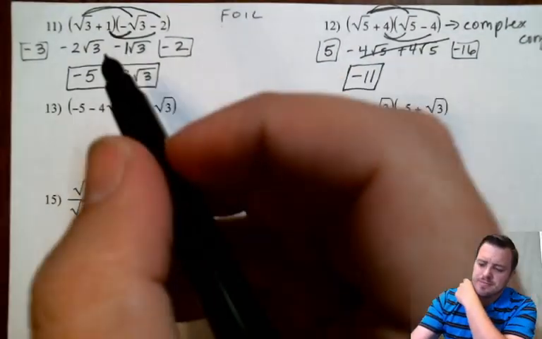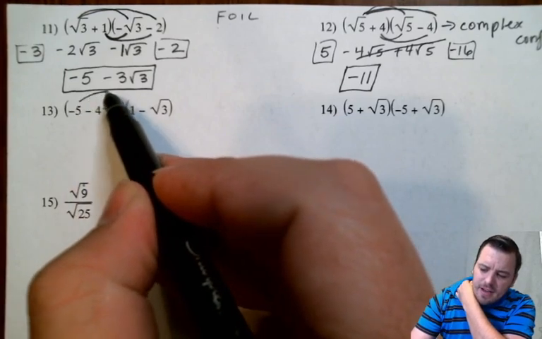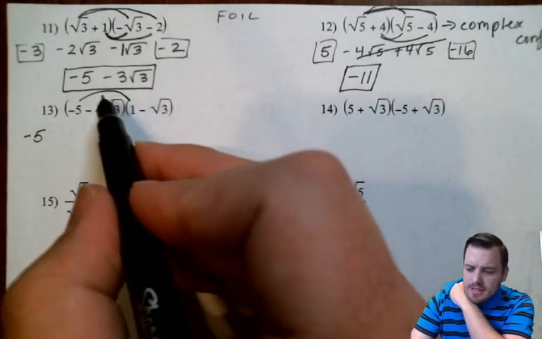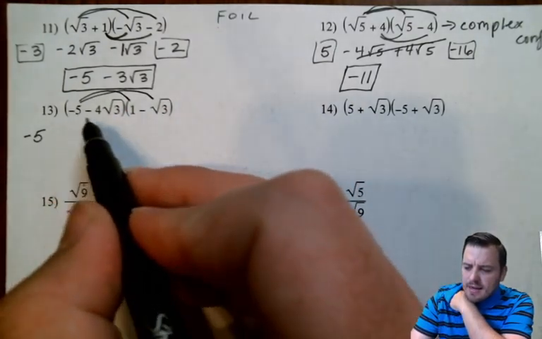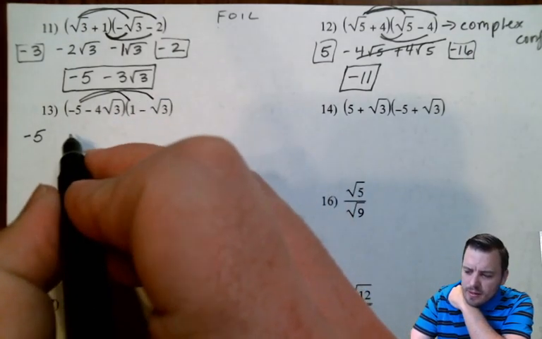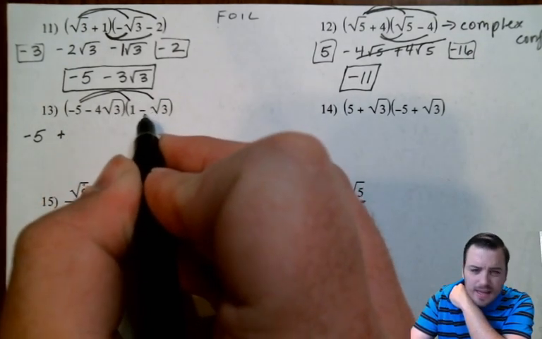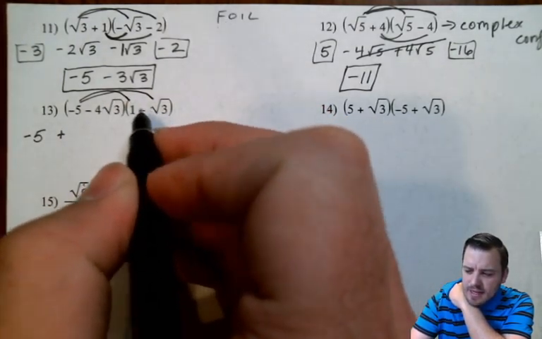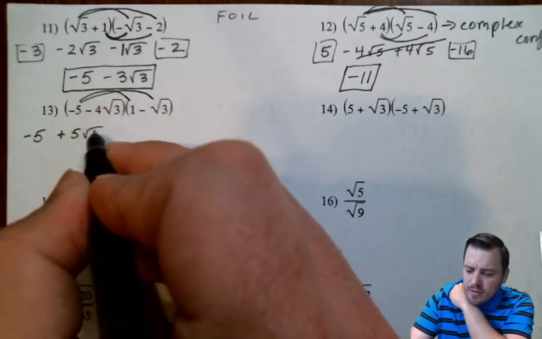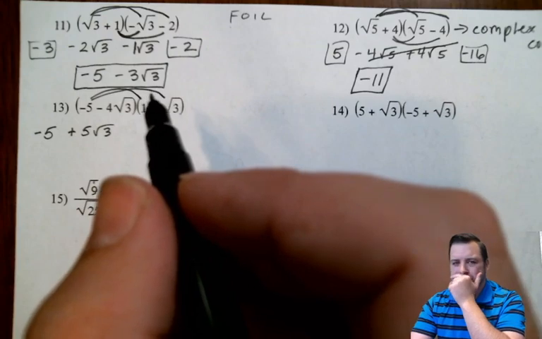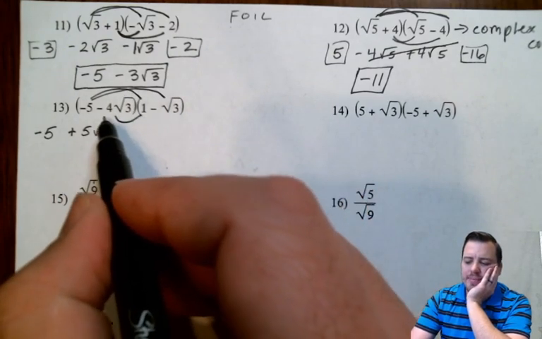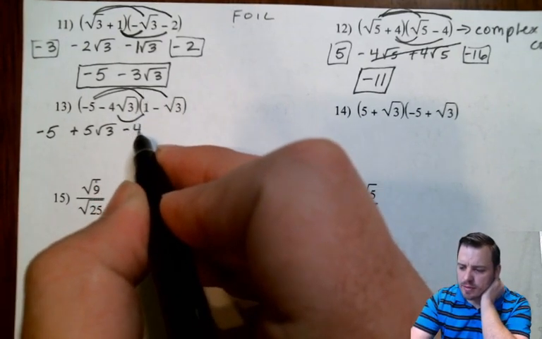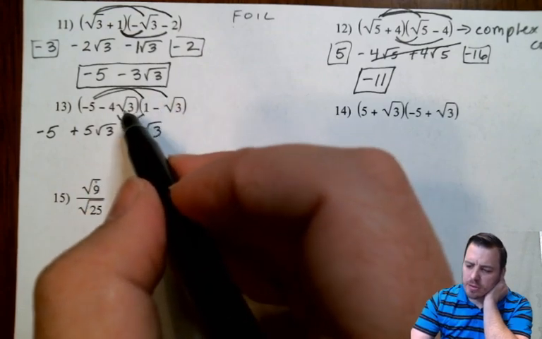Let's go to this next one. So we got negative 5 times 1 is negative 5. That's first. Outside, negative 5 times negative radical 3. That would be positive because a negative times a negative, we're on the outside one, we're on the O of FOIL. Outside, negative 5 times negative would be a positive 5 radical 3. Go inside, negative 4 radical 3 times 1. Anything times 1 is itself, so that's just minus 4 radical 3. And then go last.